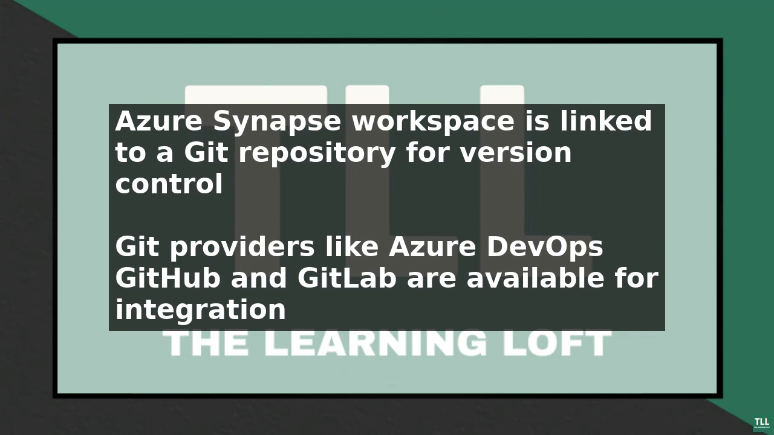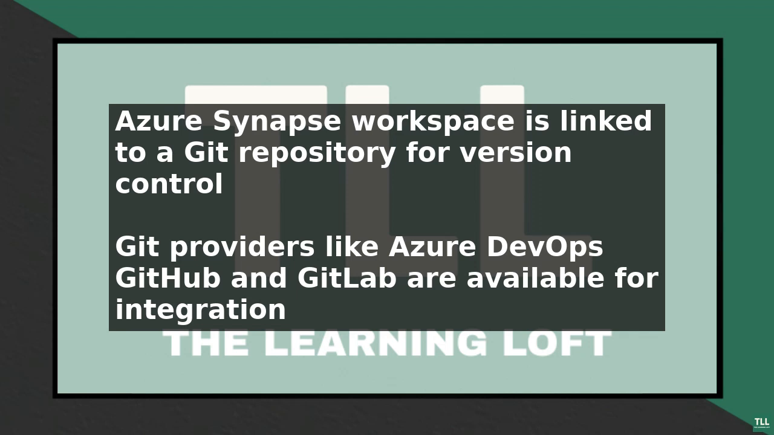Once you have linked your Synapse workspace to a Git repository, you can start using Git to manage and track changes to your workspace. This includes checking out code, making changes, and checking in those changes. You can also use Git to collaborate with others by creating branches and pull requests.